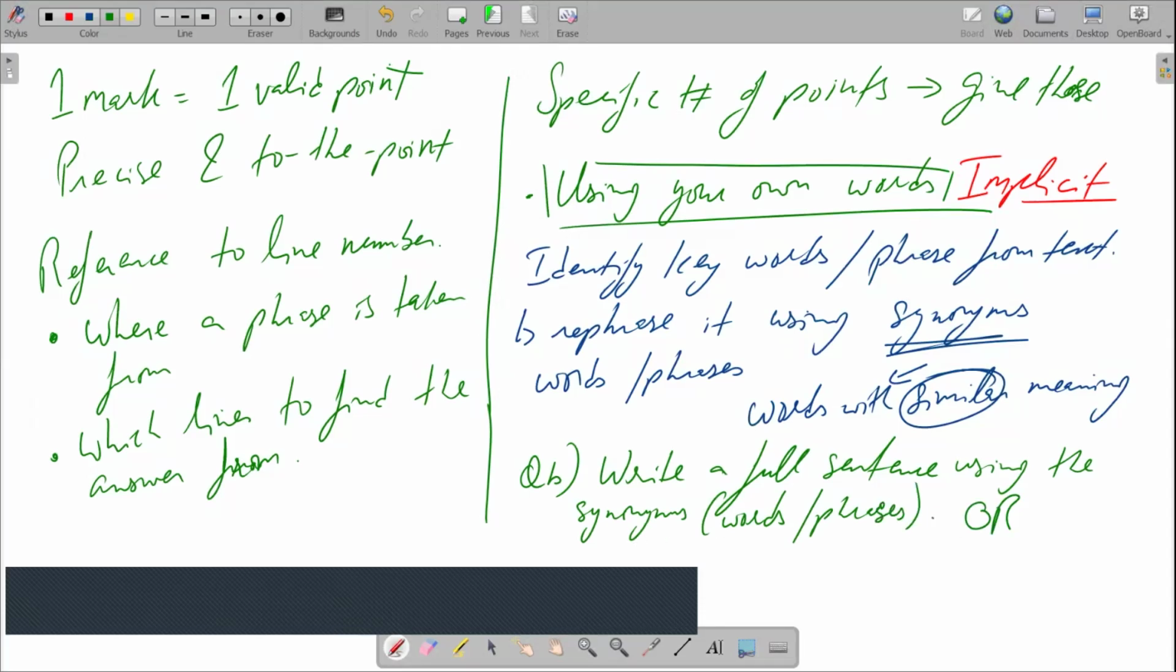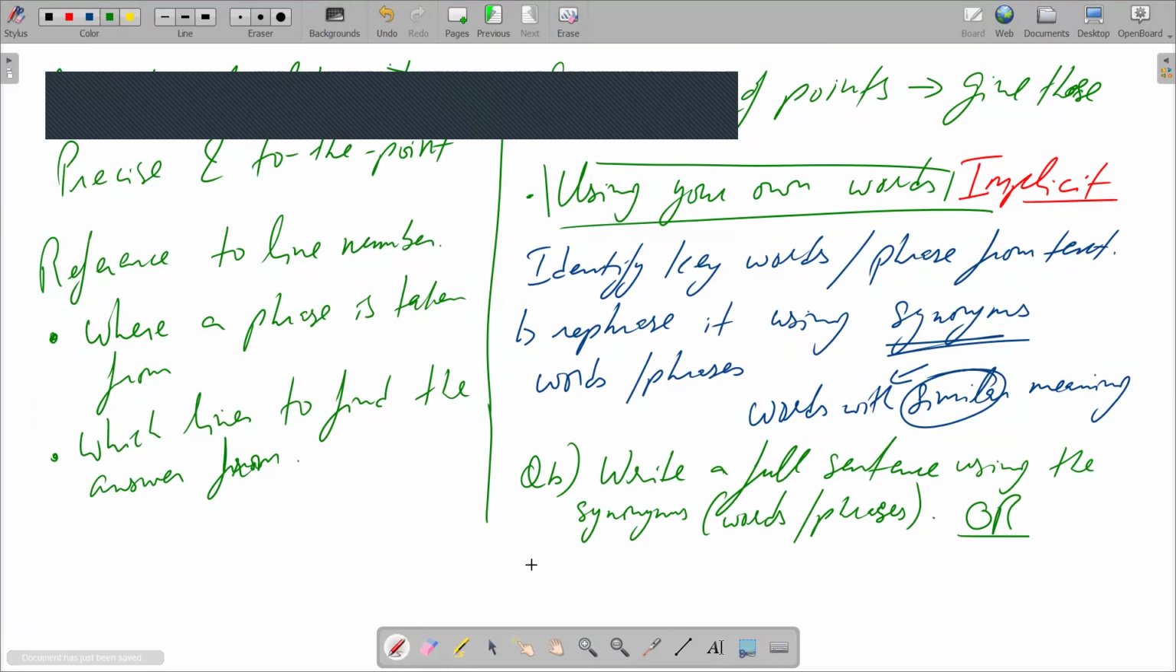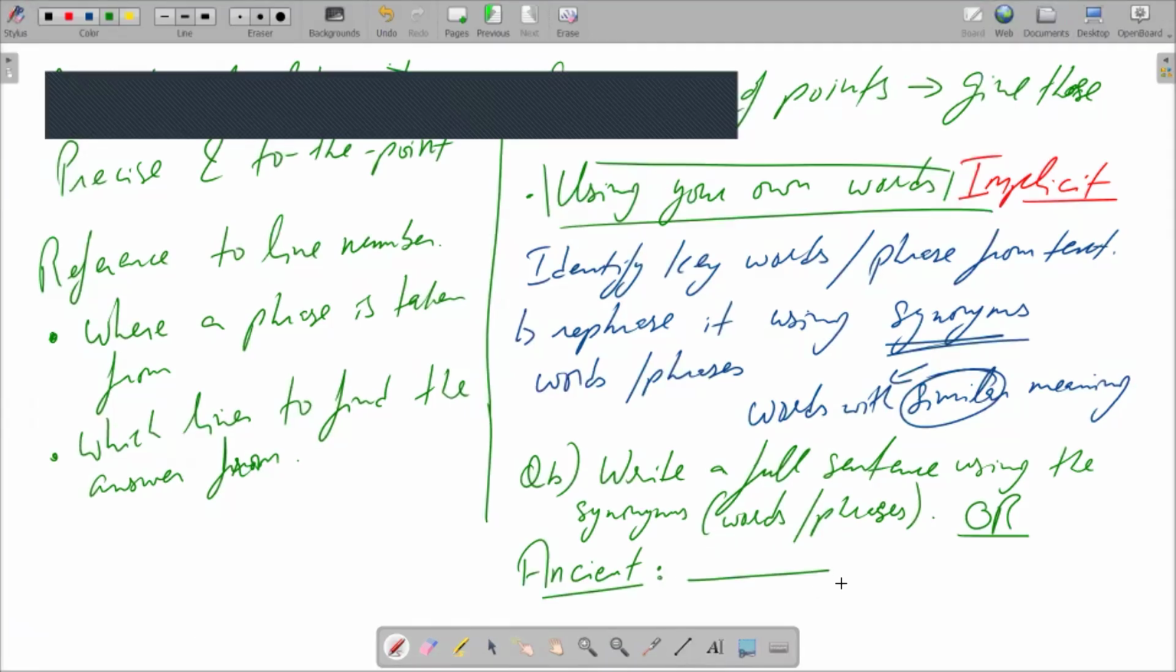Or, once you've identified the keywords, which in this case are ancient and giant, what you can do is write the word ancient, and that tells the examiner you've identified it, although you won't get a mark just for identifying it. Keep that in mind. Then you write your synonym, and then you write giant on the next line, put a colon, and then write your synonym. That works as well. So either of those approaches to answering that particular question.